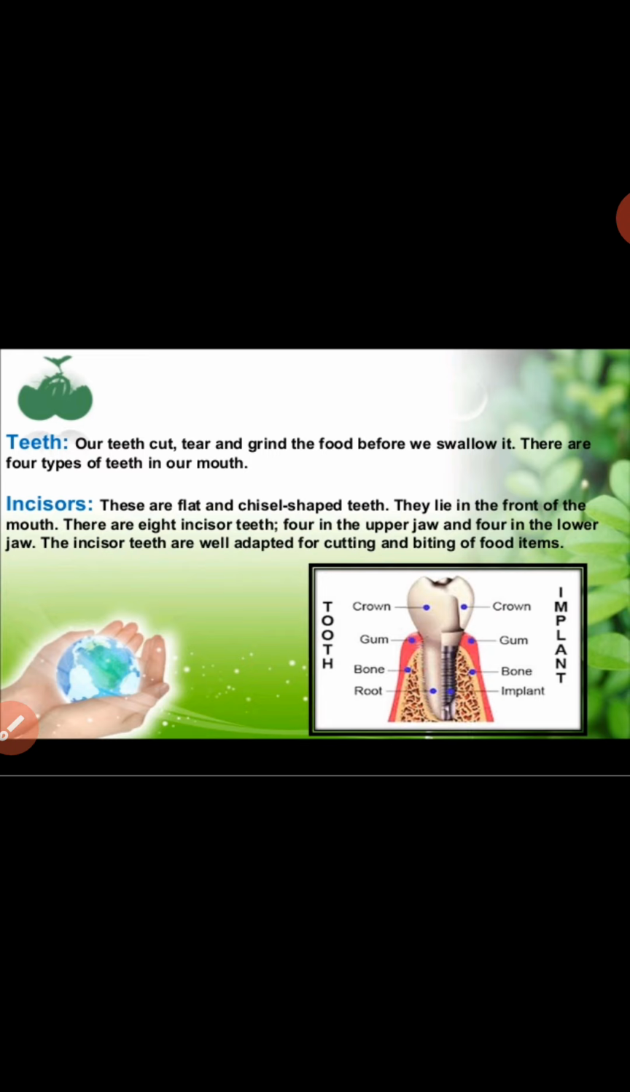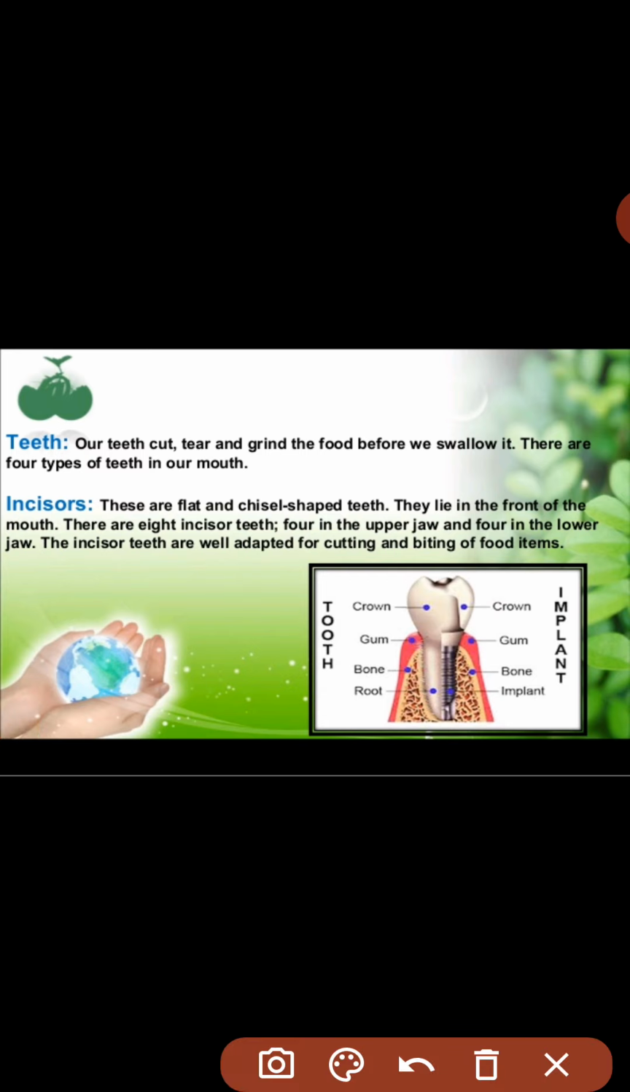Our teeth cut, tear and grind the food before we swallow it. When we talk about our teeth, they help to cut, grind and break down the food into a simpler form so that we can swallow it. In the set of teeth in our body, there are different types of teeth. The first type of teeth is incisors.